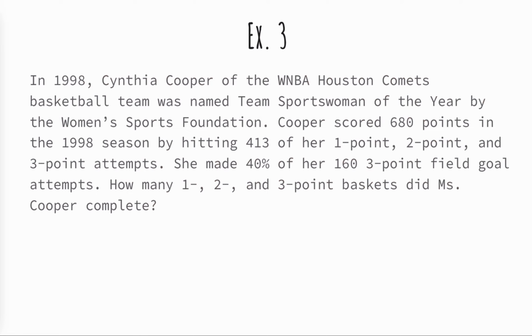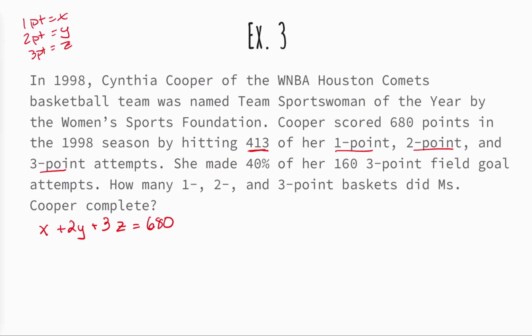So, in order to solve for three different variables, 1, 2, and 3, we'll say that 1 point is x, and 2 points is y, and 3 points is z. We need three different equations here. So she scored 680 points in the season. So 1 point for every x, plus 2 points for every y, plus 3 points for every z gets her 680 points.